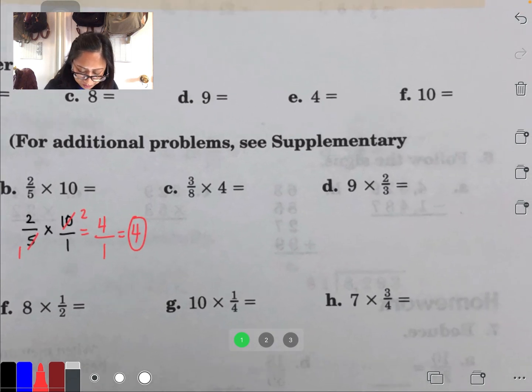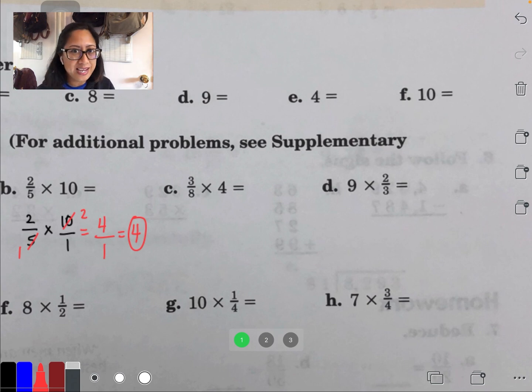We're going to do C and D together here in this video, and then we'll do the rest at our Zoom meeting. Unless you want to try it on your own, that's cool. Unless you already got the hang of it, all you're saying is, I just got to put the whole number on top of 1 and cross cancel.